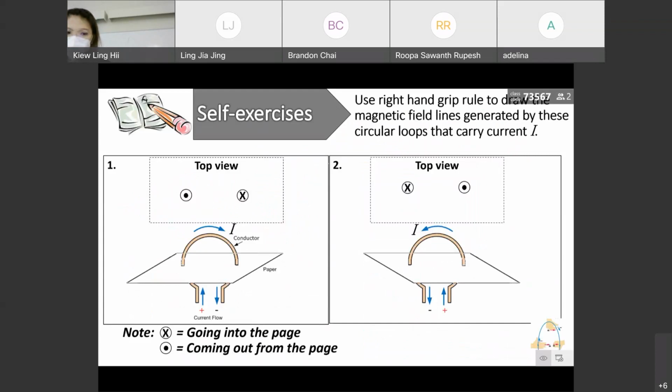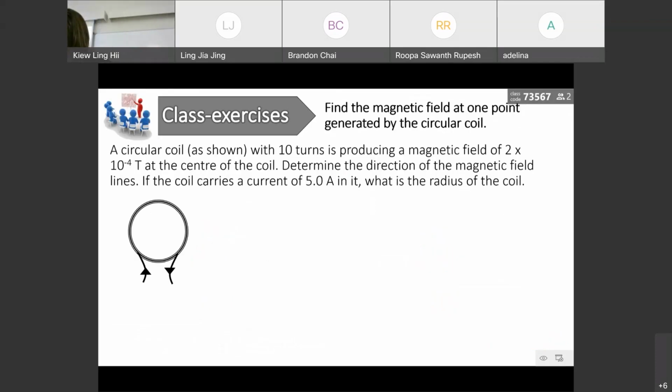Let's look at number 2. Following it, use your thumb, stick on this coil. What you get at the center region is that the direction is always going towards you. Am I right? On the top view itself, it is going downwards at the center region. Okay? So let's try this exercise. Circular coil.